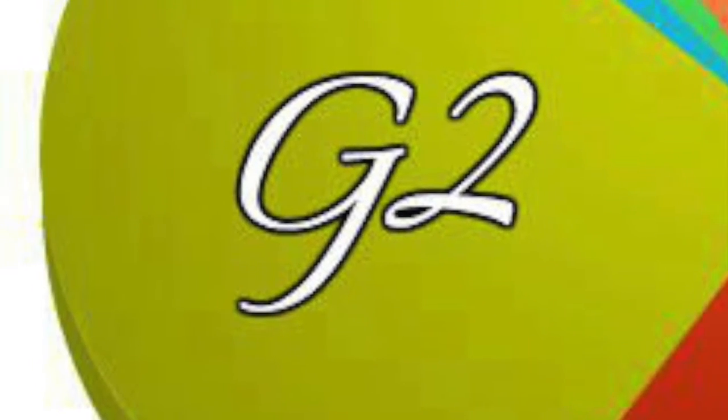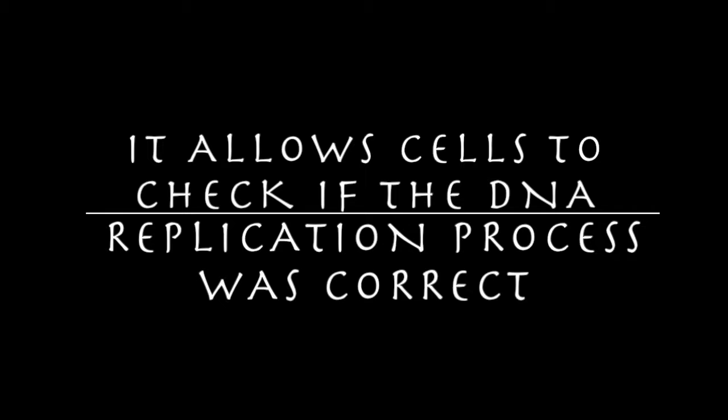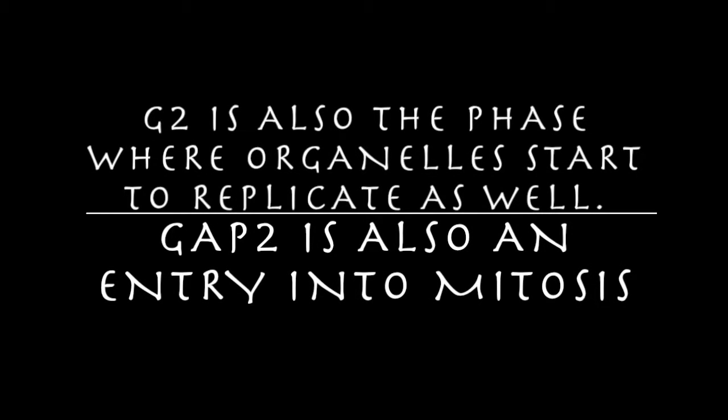G2. G2 contains more growth, and gets the cells ready to divide. G2 equals gap 2. It allows cells to check if the DNA replication process was correct. G2 is also the phase where organelles start to replicate as well. Gap 2 is an entry into mitosis.